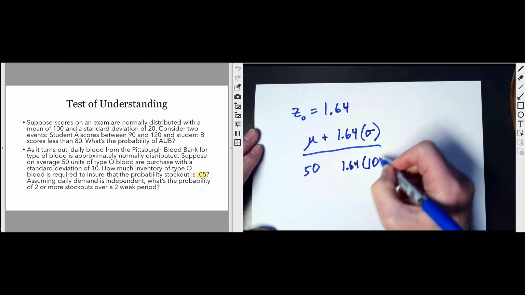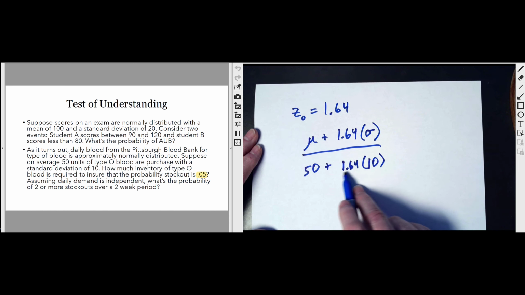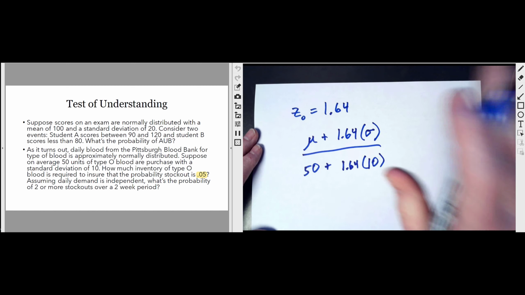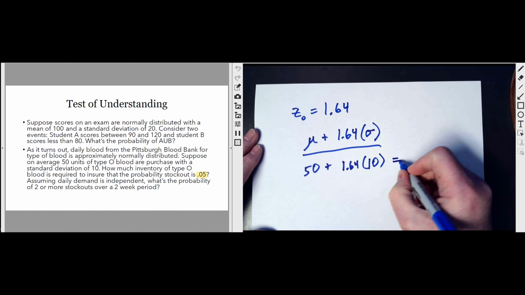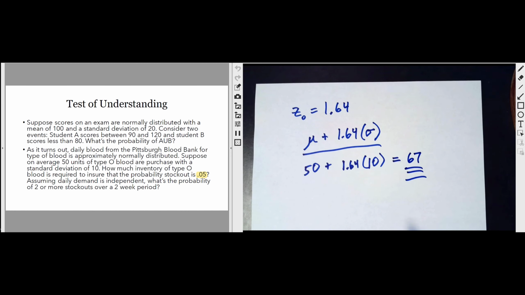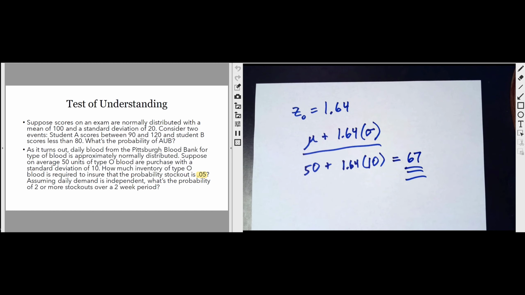1.64. So what we need is, okay, 50 plus 16. We really don't want to run short, so let's round that up to 17 or take the ceiling of that. And so this gets us to 67. If we have 67 units of type O blood on hand, then there is a slightly less than 5% chance that we will not have enough in stock on a given day. Okie doke, so that is that.